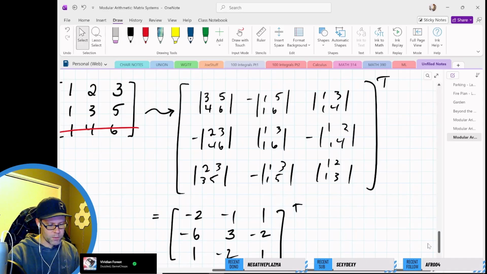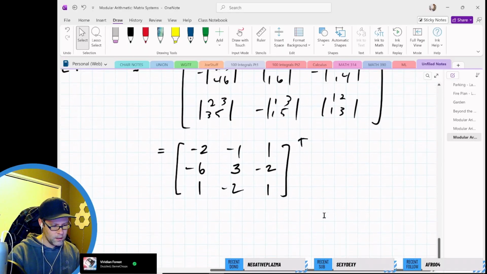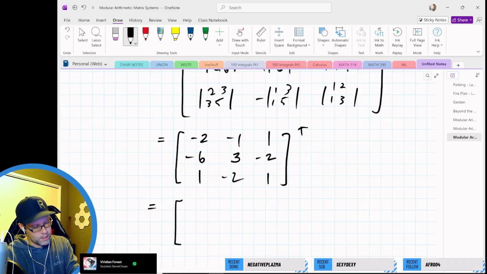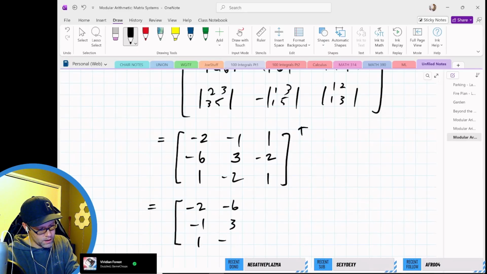Okay, so let's take the transpose of that, and then we can get rid of these negative numbers as well, because we're working mod 7. So let's go negative 2, negative 1, 1, negative 6, 3, negative 2, 1, negative 2, 1.